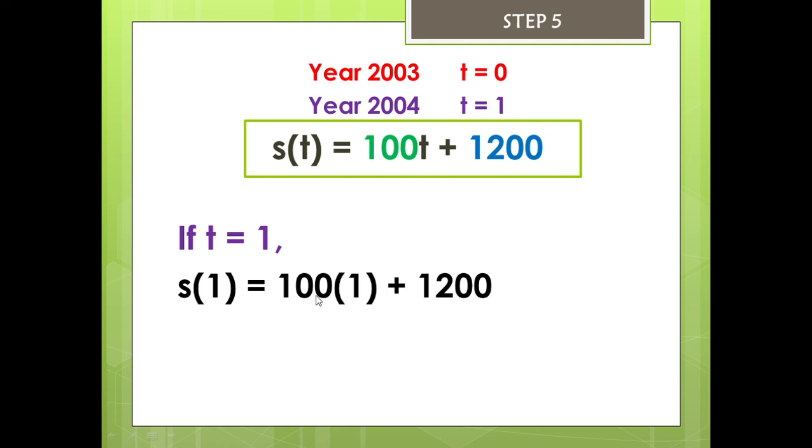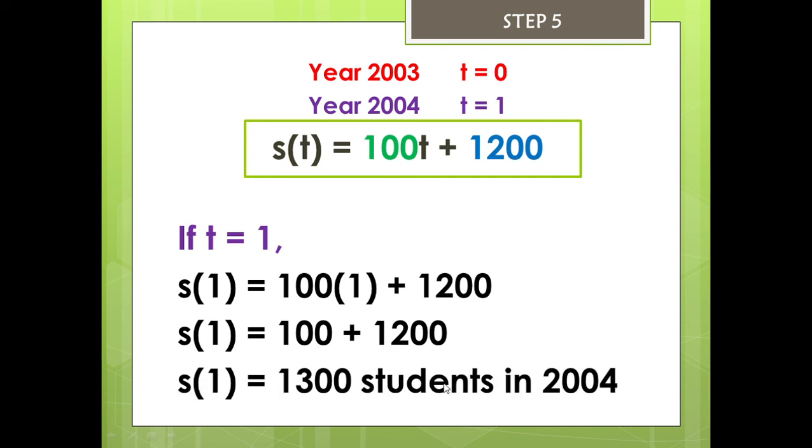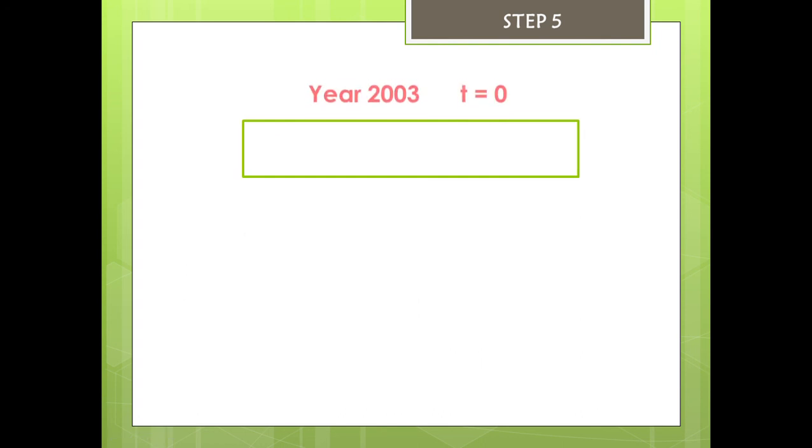Solve lang natin yung part na to. 100 times 1 is 100 plus 1,200. Ang sagot dito ay 1,300 students in 2004. Ang ibig sabihin niyan, 1 year after ng 2003, which is 2004, there will be 1,300 students. So let us now try to verify if our answer is correct for 2010. Ang sagot natin doon ay 1,900 students. So yun naman yung gagamitin natin.